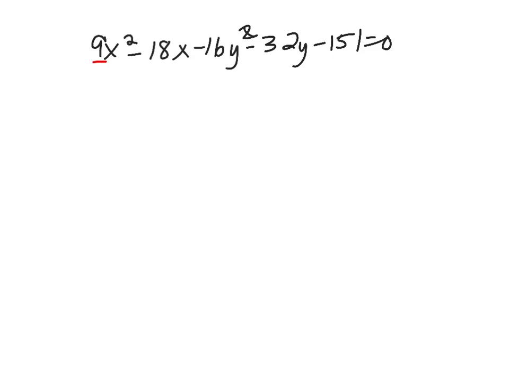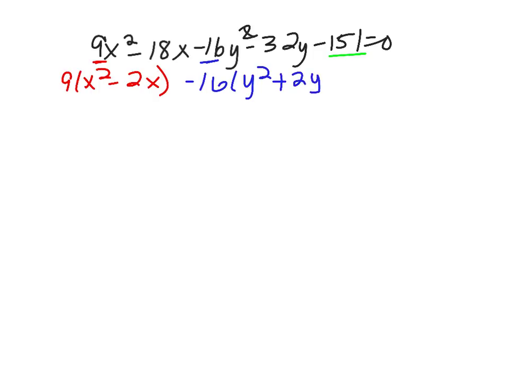So I'm going to factor out the 9 here, factor out the 16 here, and move the 151 over. So it's 9 times x squared minus 2x. Make sure you factor out the negative 16. Negative 16 times y squared plus 2y. And that equals 151.